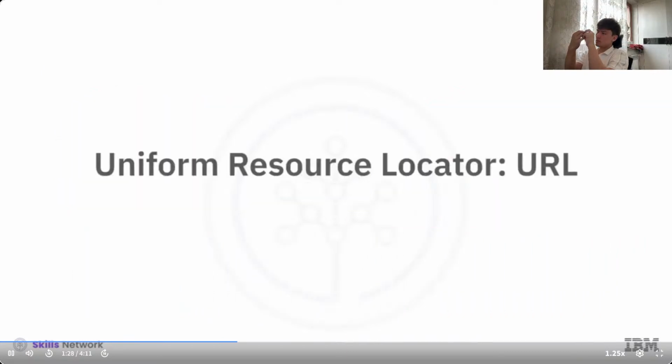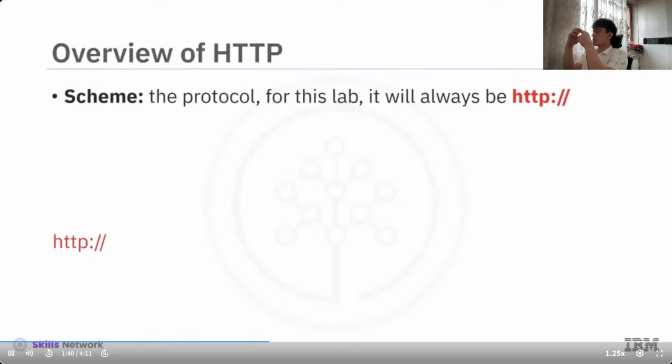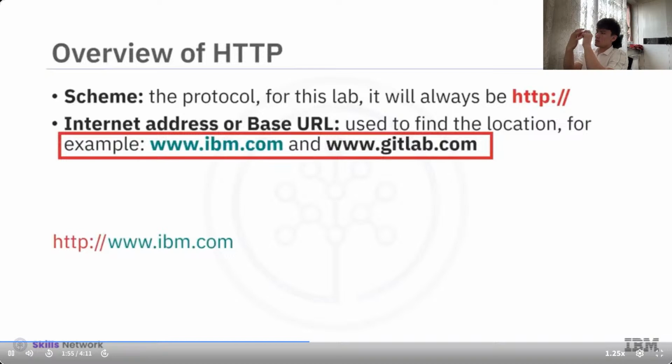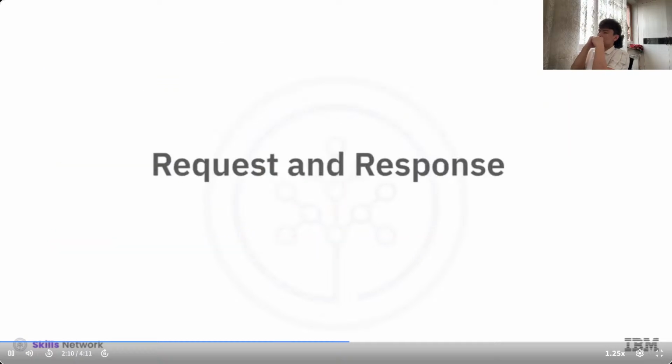A Uniform Resource Locator, or URL, is the most popular way to find resources on the web. We can break the URL into 3 parts. First, we have the scheme. This is the protocol, and for this lab, it will always be http://. The internet address, or base URL. This will be used to find the location. Some examples include www.ibm.com and www.gitlab.com. And finally, the route. This is the location on the web server. For example, /images/idsnlogo.png.